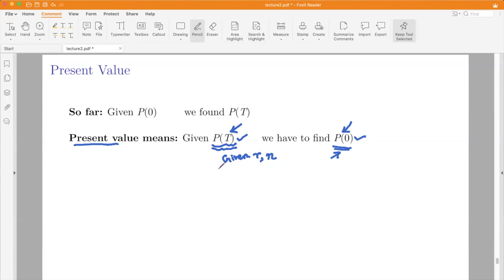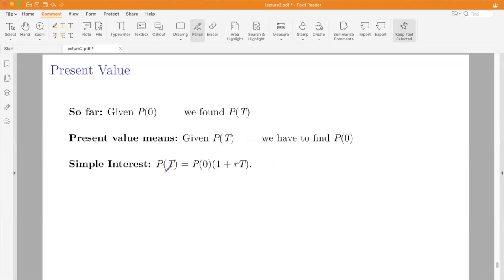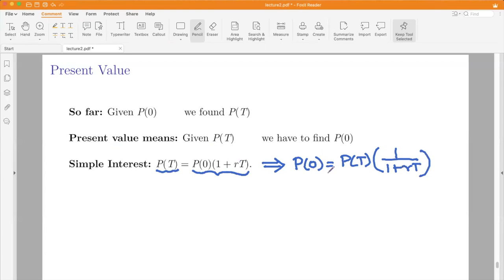So in one step payments, it is not very difficult, because if you recall in the simple interest case, P of t is given by this formula. So from here we can directly obtain P of 0 as P of 0 is equal to P of t into 1 by 1 plus r times t, right? So you can immediately find this.